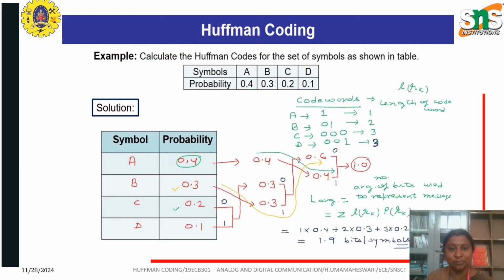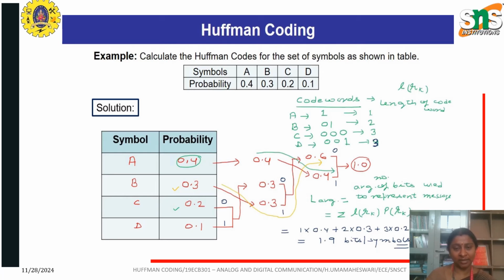So for efficiency, we divide the entropy by the length and we get the code efficiency. This is an example of Huffman coding. We are considering four symbols, A, B, C, D, with four probabilities. First we arrange them in decreasing order of probability. So 0.4 will be there, then 0.3, 0.2, 0.1, where 0.2 and 0.1 are at the decreasing stage.